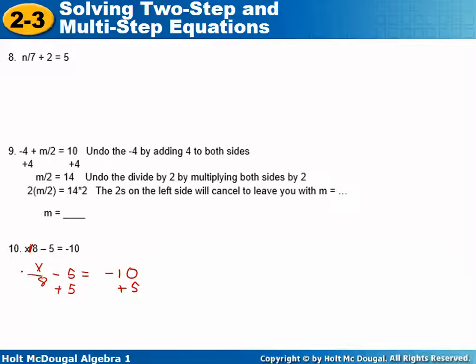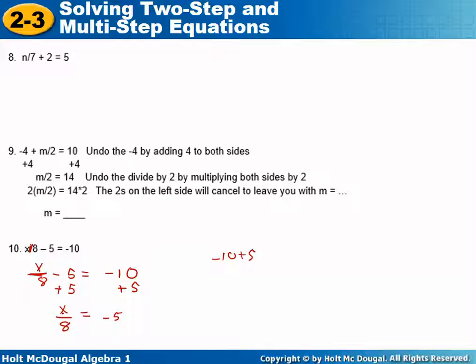And the first thing that I'm going to undo in this one is the minus 5. So I have the variable is being divided by 8 and then subtracting 5. So I have to undo the subtracting 5 by adding 5 to both sides. So that leaves me with x over 8, or x divided by 8, is equal to negative 10 plus 5. Negative 10 plus 5. That's negative 5.